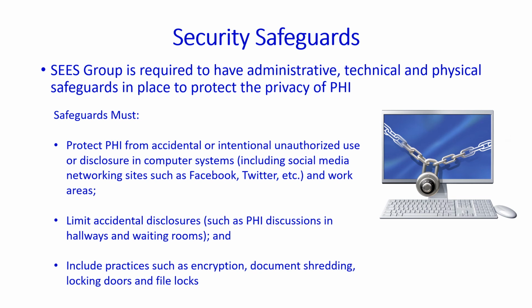In order to protect ePHI, covered entities must establish safeguards. Safeguards are the actions we take to keep ePHI secure. There are three types of safeguards: administrative, technical, and physical safeguards. The goal of all types of safeguards is to protect PHI from accidental or unauthorized use, limit accidental disclosures, and include tools like encryption or even simple door locks.